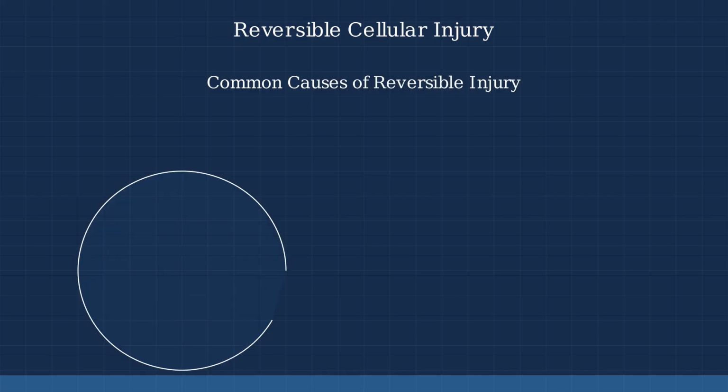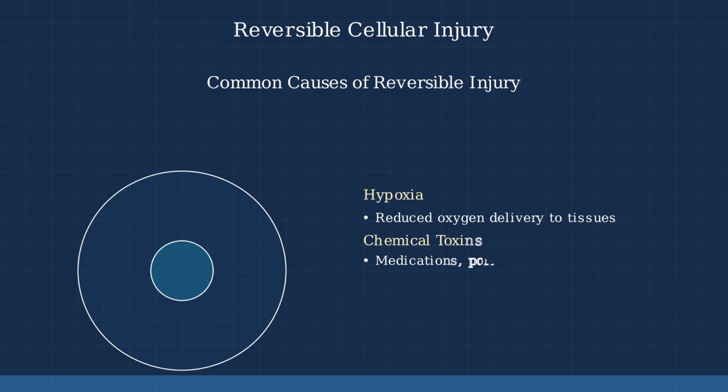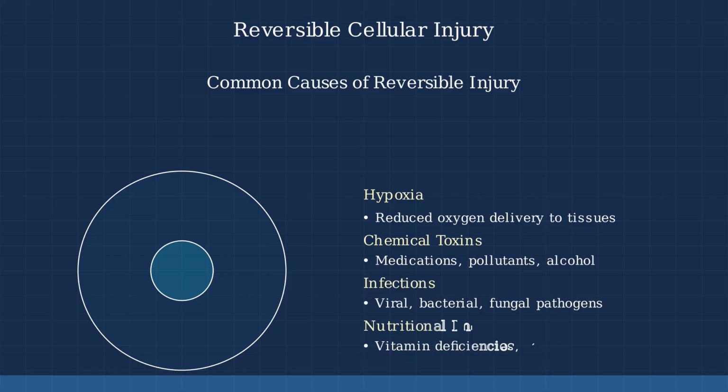Several key factors can cause reversible cellular injury. These include hypoxia, which reduces oxygen delivery to tissues, chemical toxins like medications and pollutants, various infections, and nutritional imbalances such as vitamin deficiencies. Importantly, if any of these stressors are removed before reaching the point of no return, the cell can recover and return to normal function.